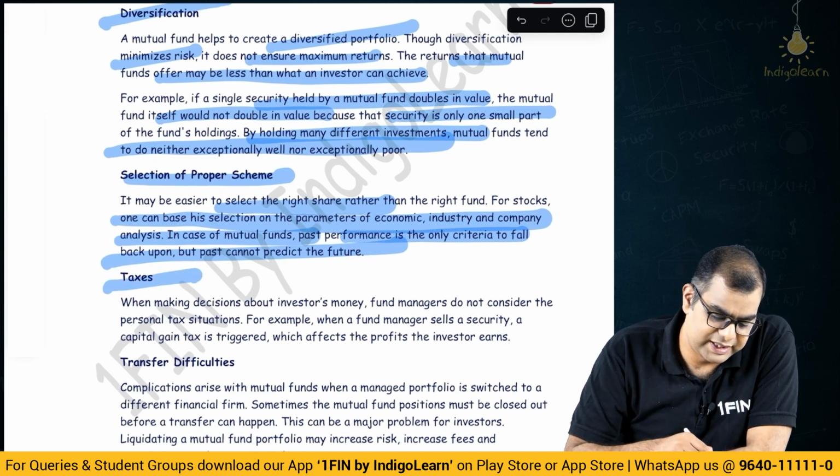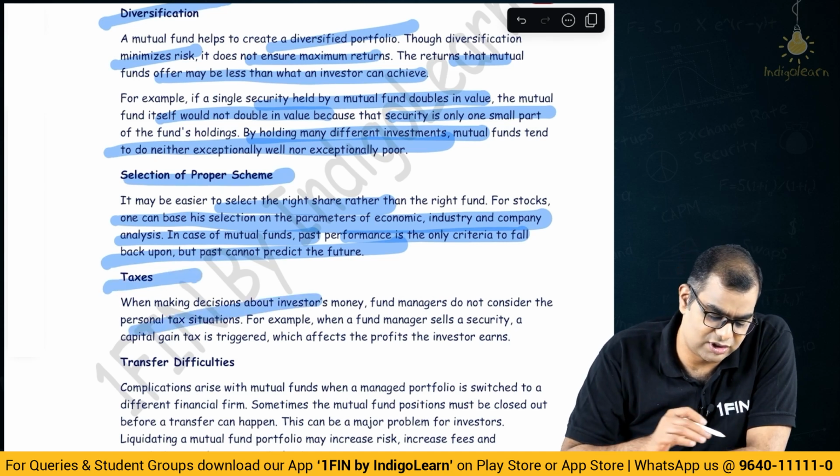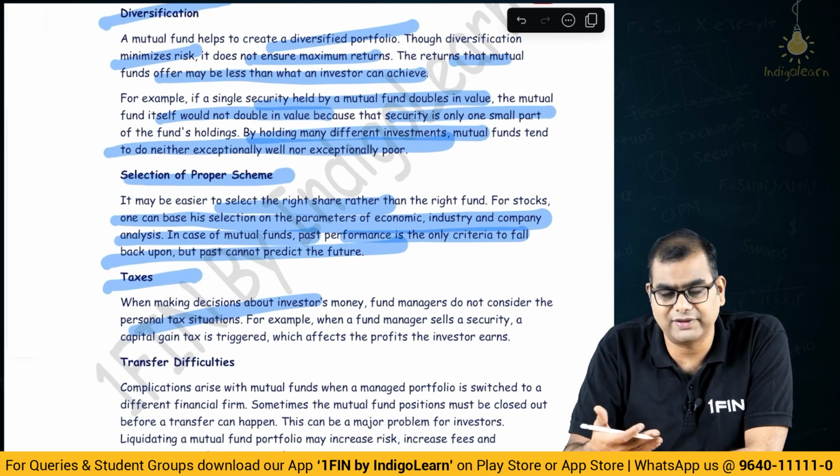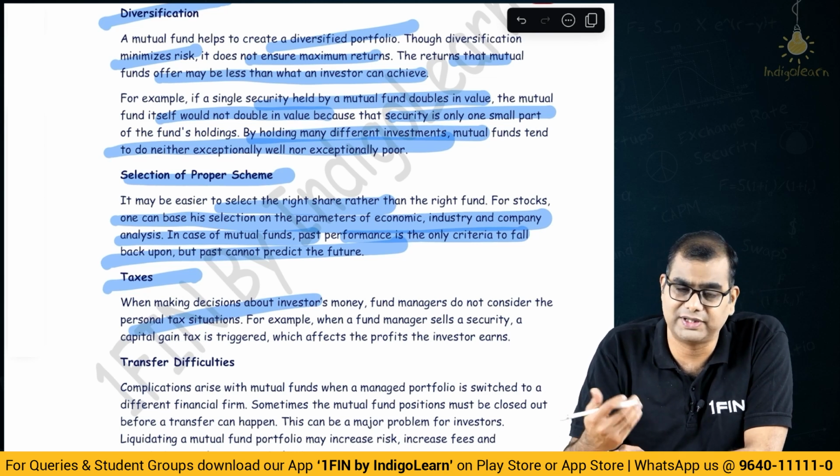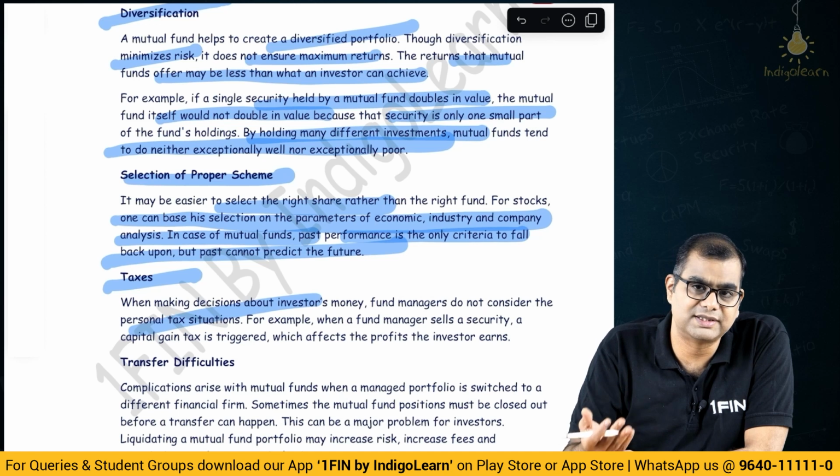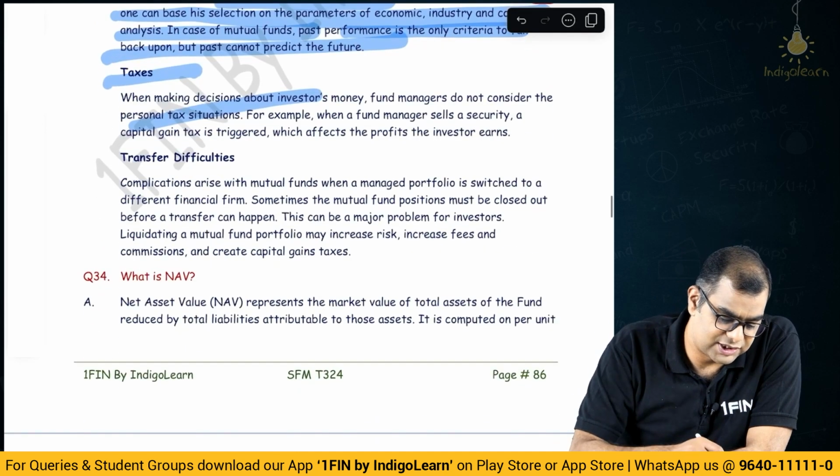Then taxes. In making decisions about investors' money, mutual fund managers do not consider personal tax situations. I've explained to you about the dividend reinvestment philosophy; that would be a tax issue. Then whenever there is a sale of any particular stock, there could be capital gains arising from the mutual fund.